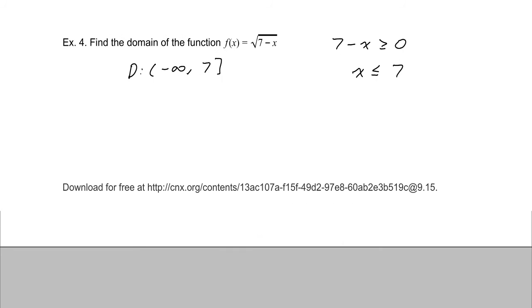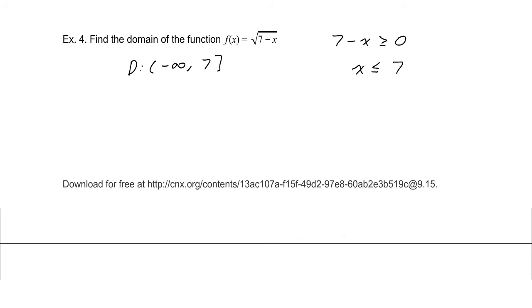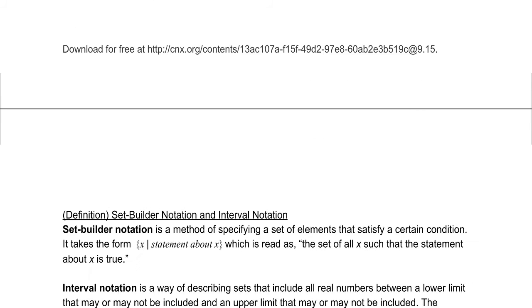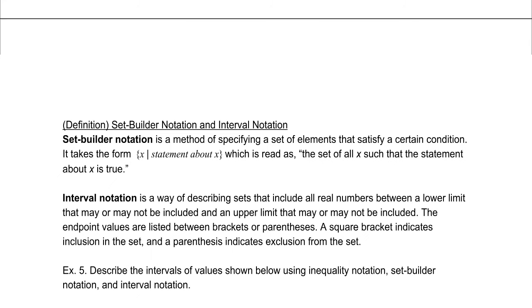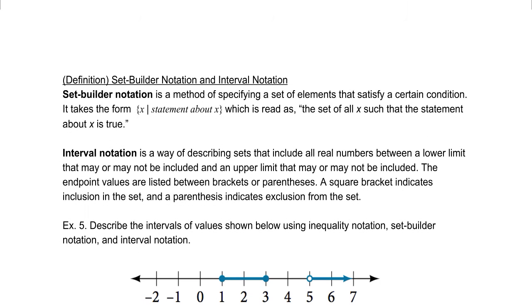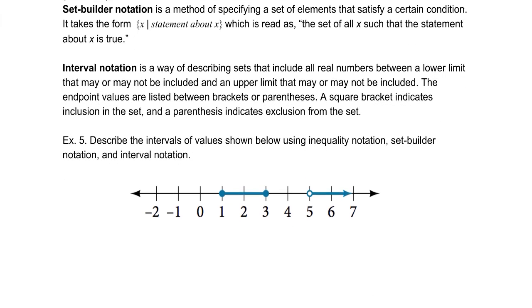Next, we introduce the concept of set builder notation, and a little bit more about interval notation. Set builder notation is a method of specifying a set of elements that satisfy a certain condition. So you can see here we have the set x such that, that's our vertical bar, x such that, and then some statement about x. So we write some property there, and as long as that statement about x is true, then that is an element in our set. And then we have interval notation, which we've talked about again and again.